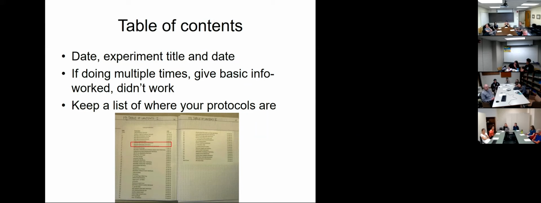And then it should have a page number for a table of contents, which means that your pages need to be numbered. If you're doing this experiment multiple times, you can refer back to the original experiment. But a lot of times in my table of contents, I'll write, awesome experiment, it worked. And that way I can look in my table of contents and say, that's the one I want to publish, not this one where I screwed it all up. And I know where the good experiments are.